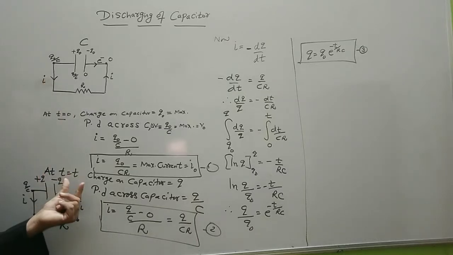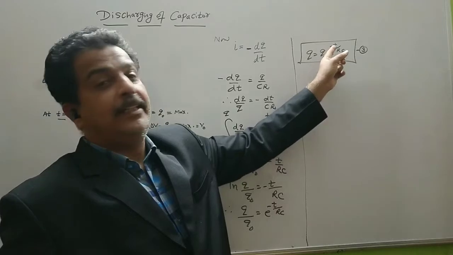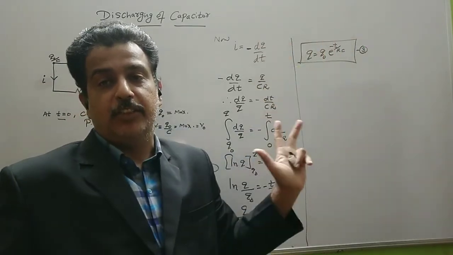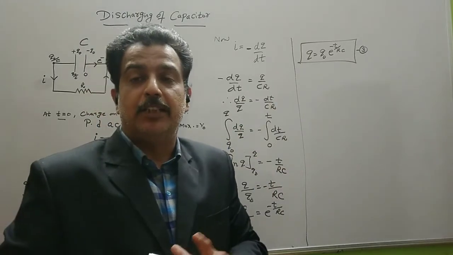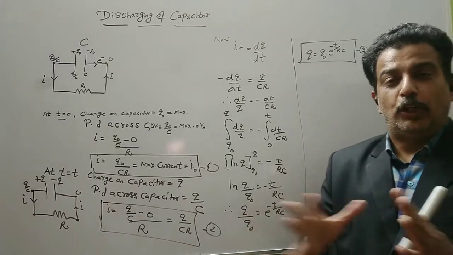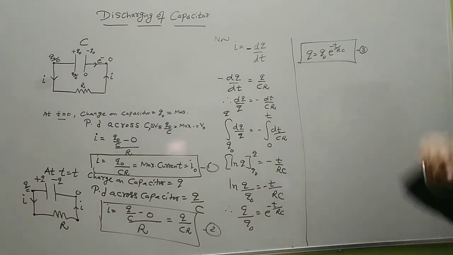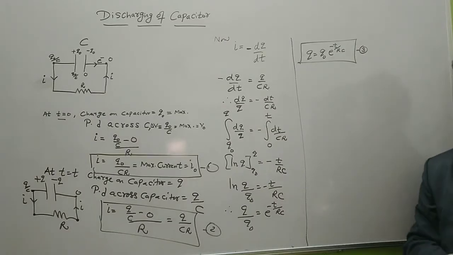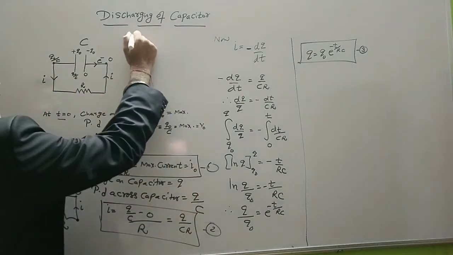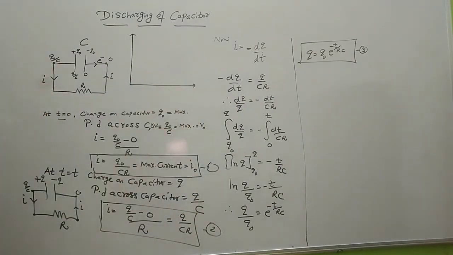Suppose t is infinite, so e raised to minus infinite. That is 1 upon e raised to infinite, that is 0. It means the capacitor will take infinite time ideally, so it will not be fully discharged. And if the equation is of this form, the graph is exponentially decreasing. So what will be the graph of discharging of the charge, or how the charge will decrease?